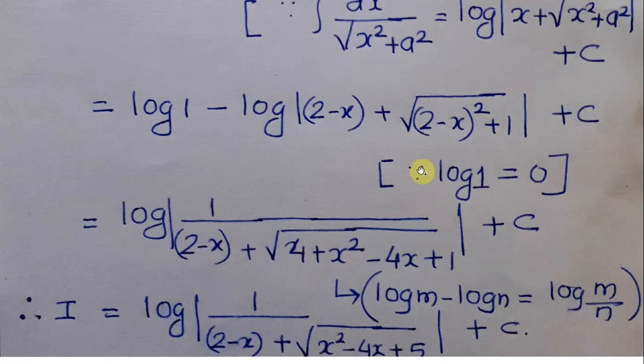One more thing I have done here, the a minus b whole square formula I applied on this bracket, and I have opened the bracket with the help of this formula. And later 4 and 1 we have added, so it will become the integration x square minus 4x plus 5. Okay, I hope it is clear to you. Now let us see the next question.